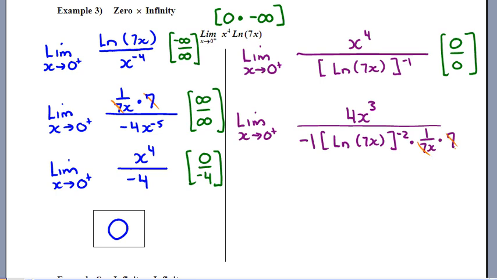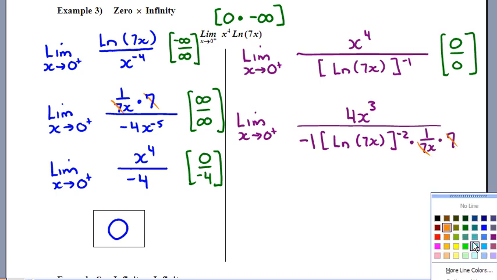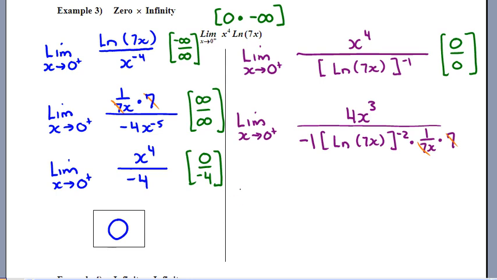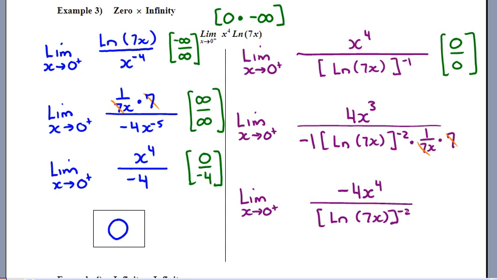That's pretty nice. Let's tidy this up a little bit because I can't see what's going on. So I'm just going to clean this up, see where this goes. Okay, the 7s went away. Got this 4x cubed. There's also this 1 over x. Let's multiply top and bottom by x. Going to move the negative as well. I would have negative 4x to the 4th, and then down in the bottom, I would have ln of 7x all to the negative 2.